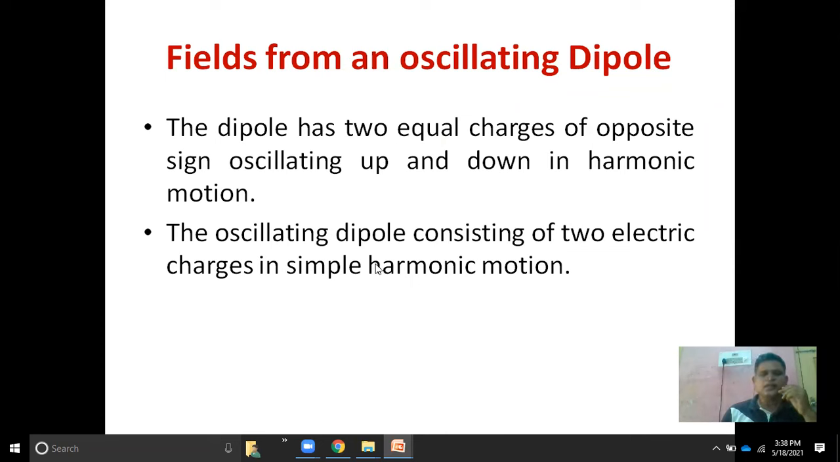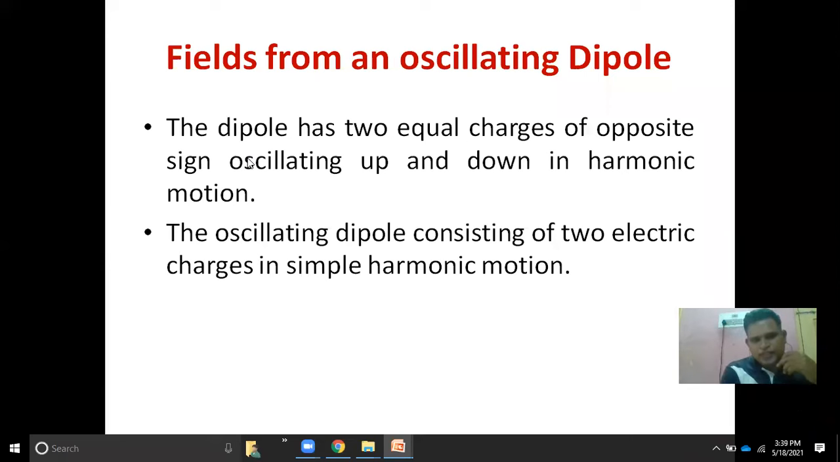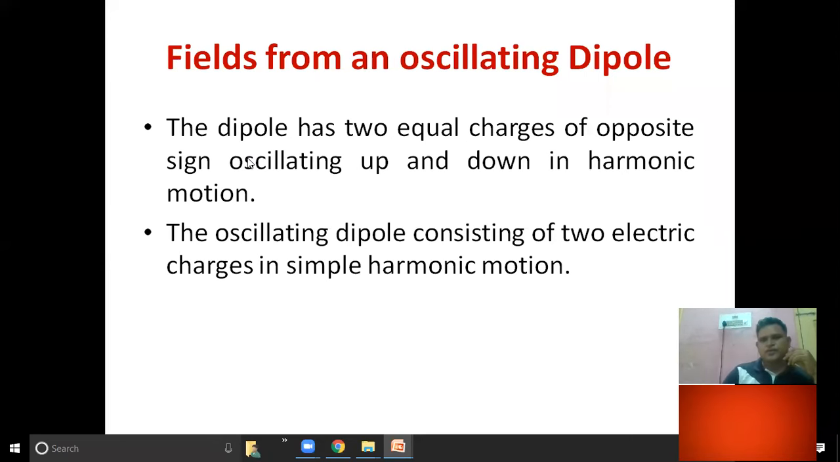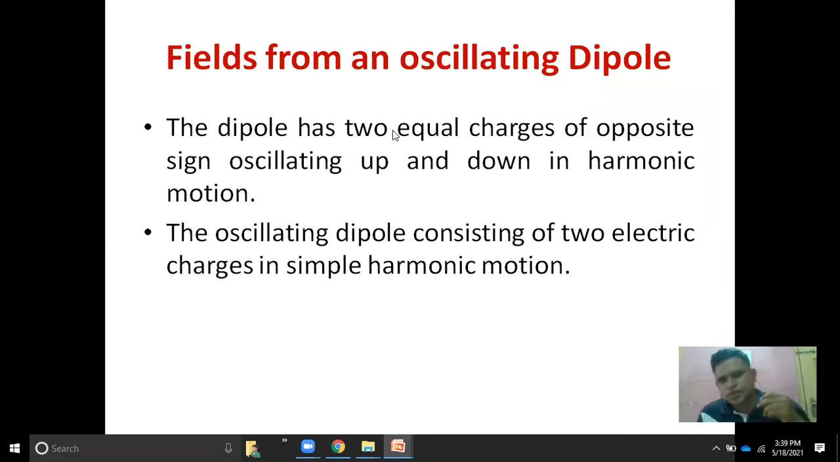Okay, we'll take one simple example and see how these electromagnetic field lines will be generated, how they are disconnected from this antenna, and how they will travel from the antenna to the different parts of the earth or towards the receiving antenna. Here the dipole has two equal charges of opposite sign. It has two equal and opposite charges. They are oscillating in a harmonic motion.